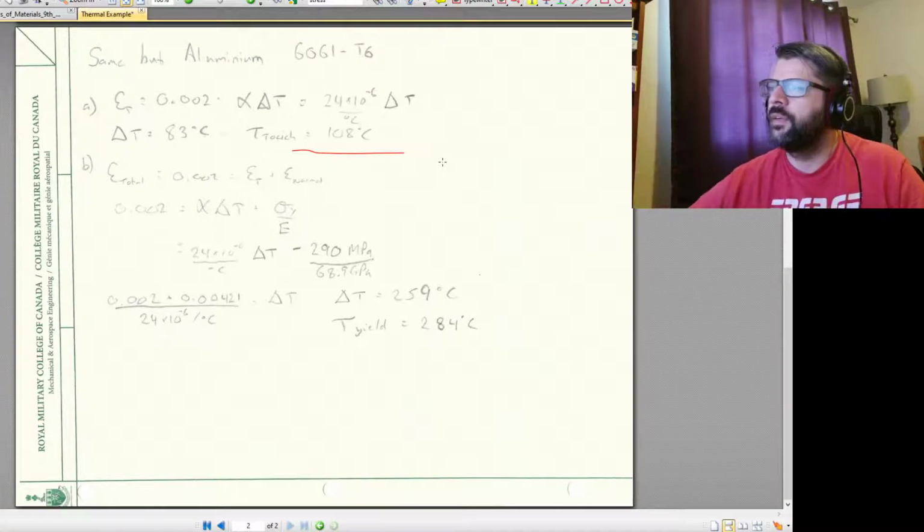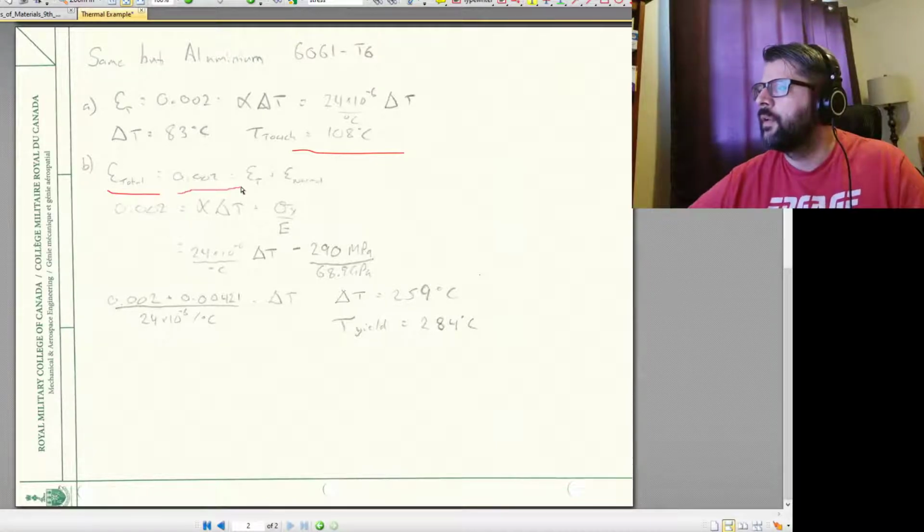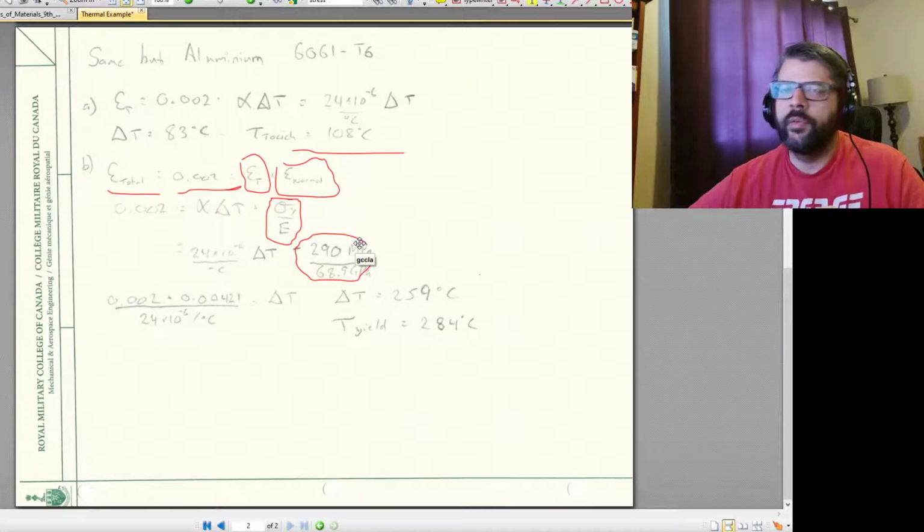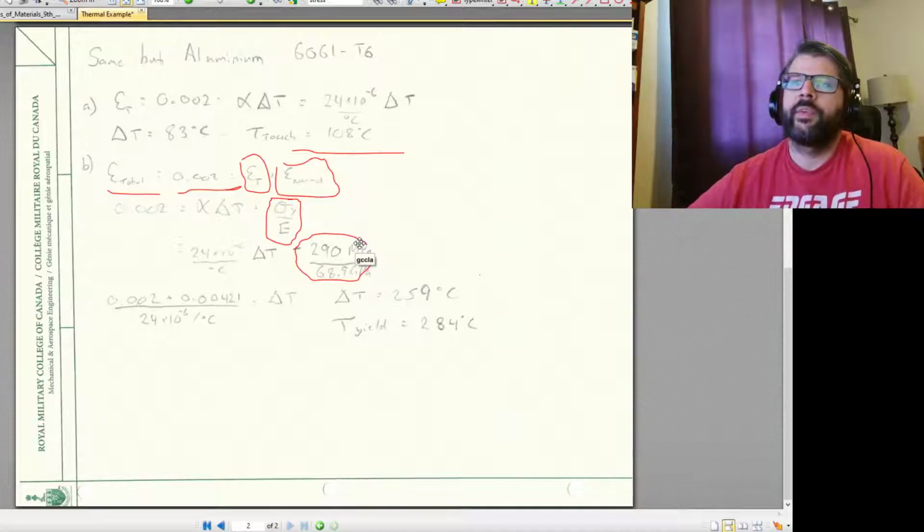So it does expand faster, but it doesn't necessarily yield faster. When we look at our total strain, that is limited to this amount, and again it's equal to our thermal strain plus our normal strain. Again, still punching in the values, the yield stress divided by the Young's modulus gives us negative 0.00421.